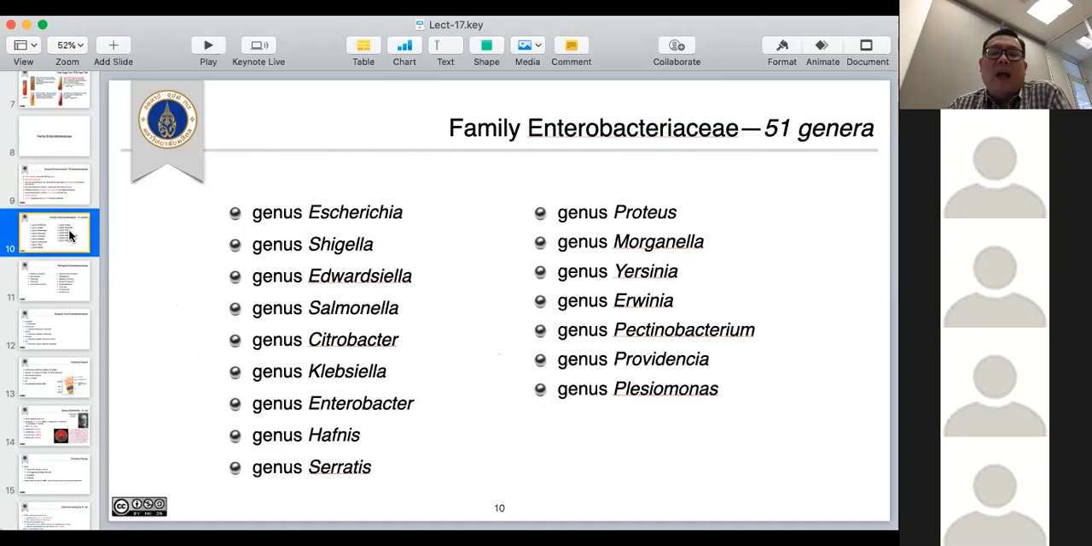These are some important genera of the family Enterobacteriaceae. We will not learn all, but let you know they are very, very common bacteria like Escherichia, Shigella, Edwardsiella, Salmonella, Citrobacter, Klebsiella, Enterobacter, Hafnia also, Serratia. So this is wrong, it is Serratia, not Serratis.